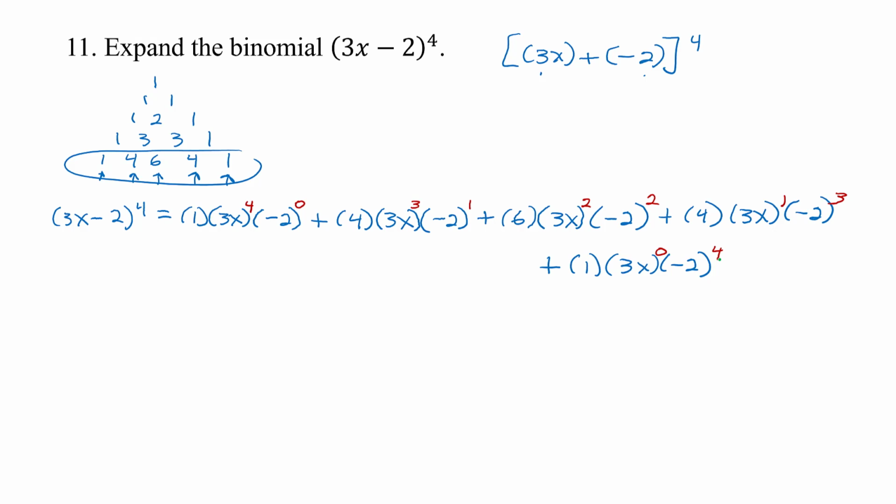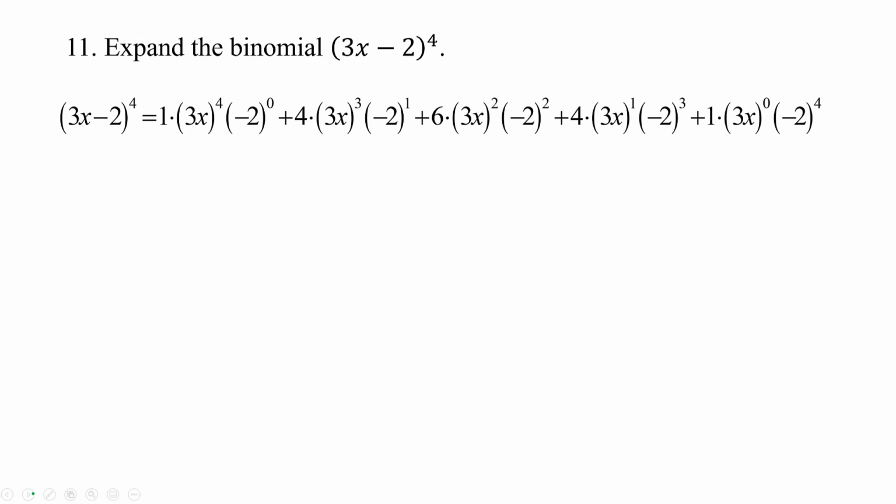I put this on 2 slides because sometimes this takes up a lot of space, although we probably could have done this here. But let's go ahead with what we have and move to my next slide here, where this is written out. So 3x minus 2 to the 4th power equals, and let's just start working this. We have 1 times 3x to the 4th. So 3x to the 4th would be 3 to the 4th times x to the 4th times negative 2 to the 0, which is just going to be 1.